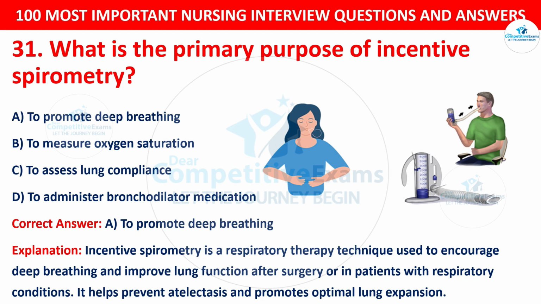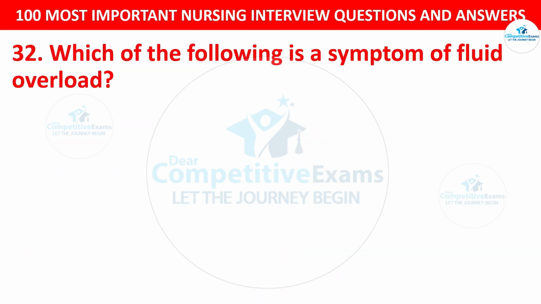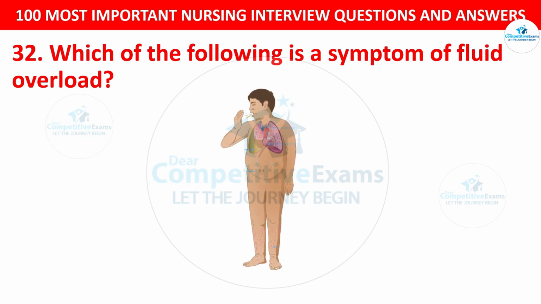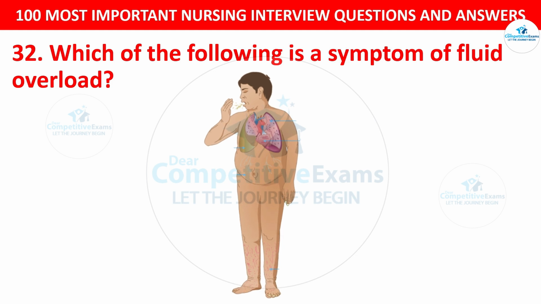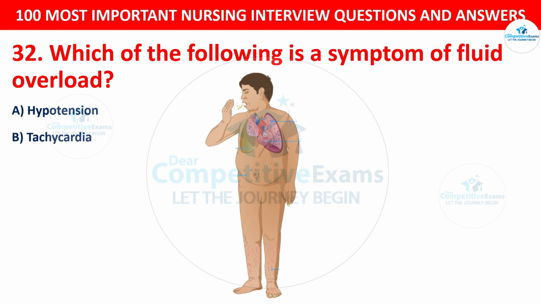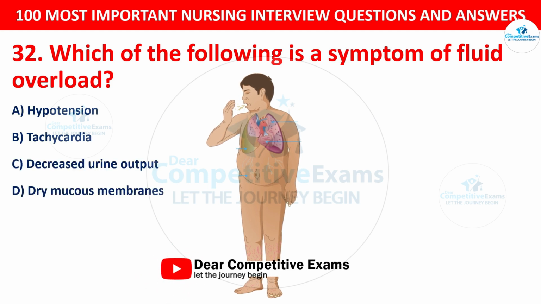Question number 32. Which of the following is a symptom of fluid overload? Your options are hypotension, tachycardia, decreased urine output, or dry mucous membranes.